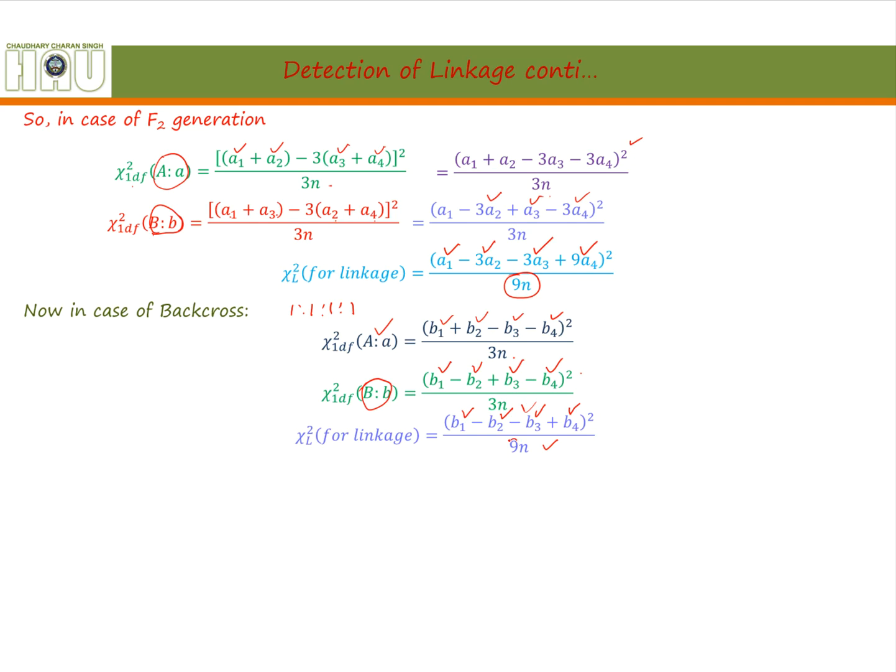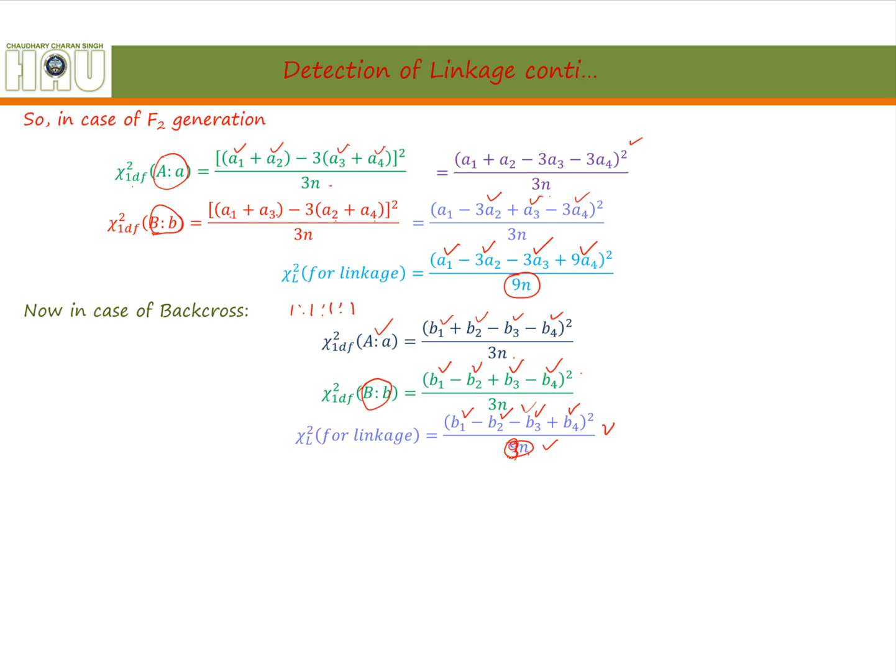It is not 9n, I think it is, let me check. It is not 9n, it should be 3n. I'll check this formula and explain in the next class. It should be 9 or it should be 3. I think it should be 3.